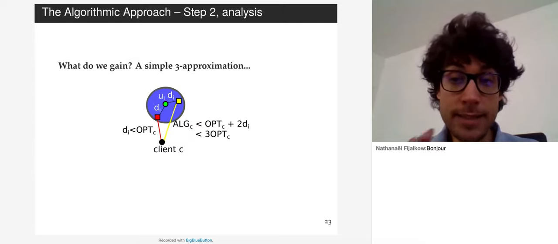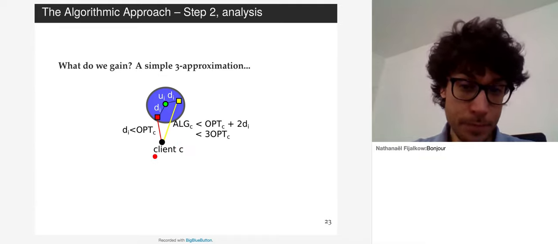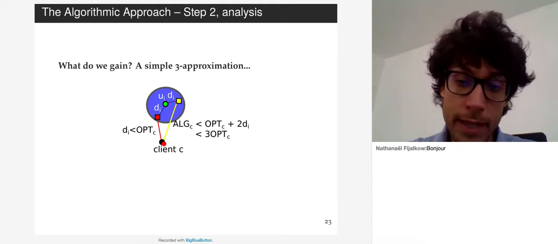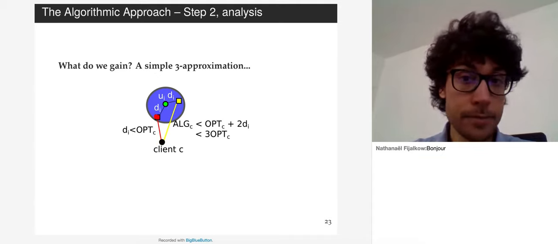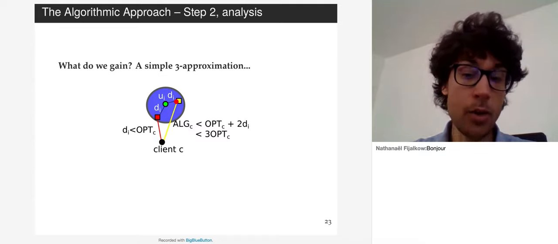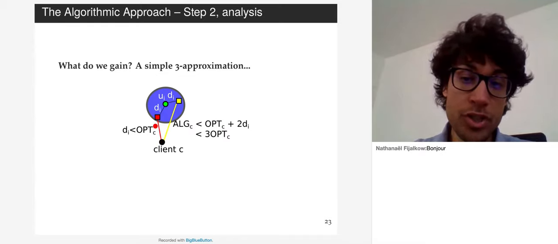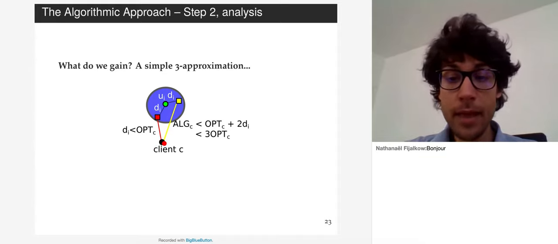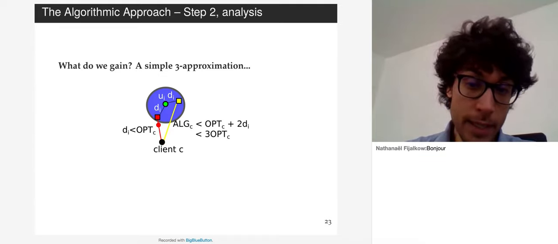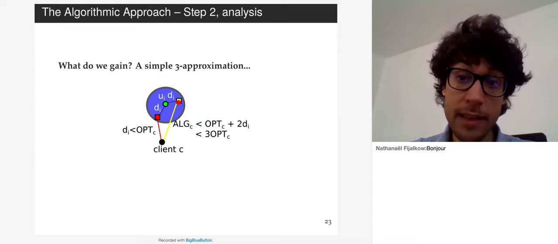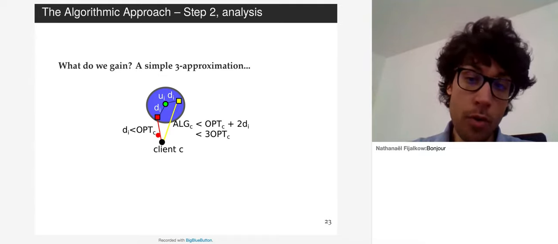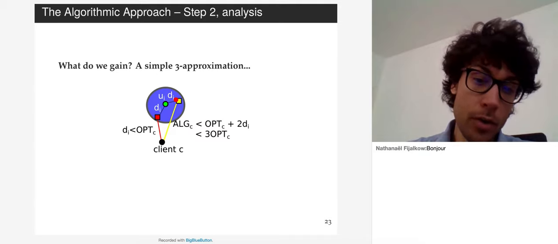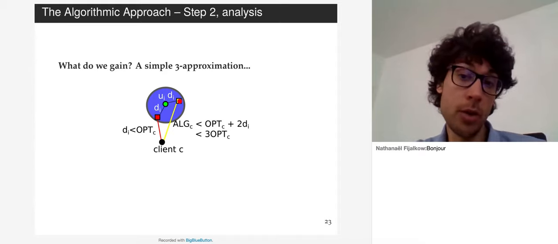So take any client C, which in the optimum solution was going to this red guy. Now I'm going to assign it to this yellow guy here. I need to compute the change in cost if I go from red to yellow. Remember that in red, this guy was paying opt C at the beginning. Now, what is the distance to the yellow? This is where I'm going to use the triangle inequality. The distance is now red plus the diameter of the blue ball: going to the center of the blue ball and then back to the yellow, which is again in the blue ball.